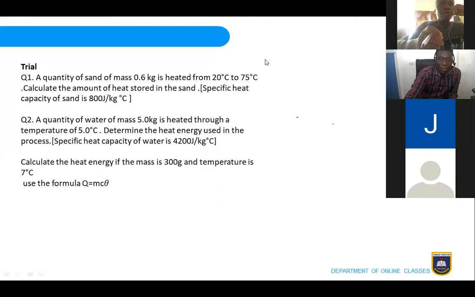Where you have to calculate the quantity of heat supplied or stored, anytime I ask you to calculate the quantity of heat, the unit is what? Joules. If you have to calculate the specific heat capacity, the unit is joules per kilogram per degree Celsius. If you are asked to calculate the mass, the unit is kilogram. If you are asked to calculate the temperature, the unit is degree Celsius.